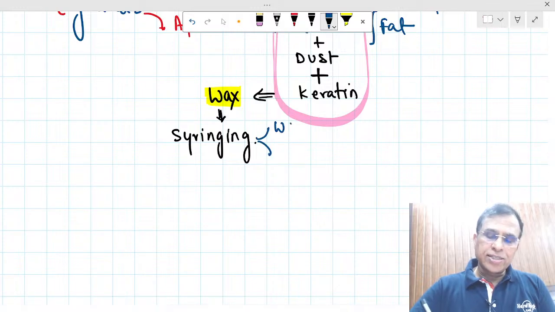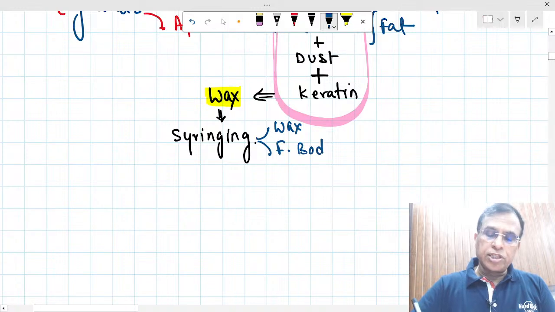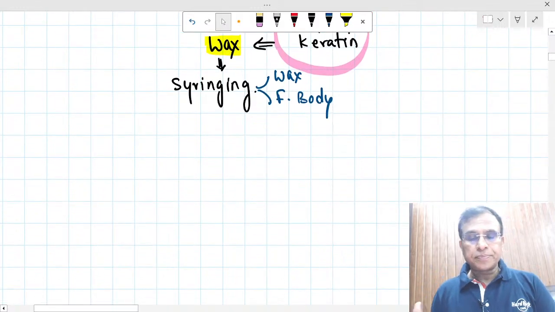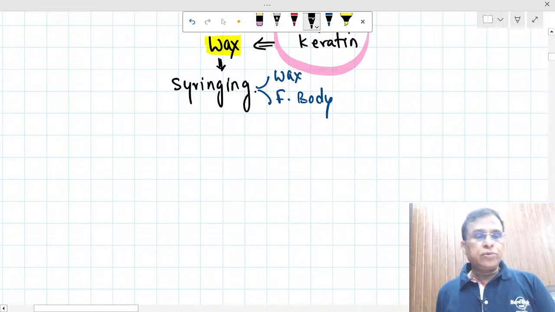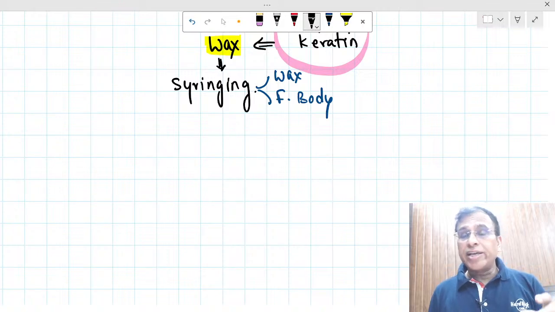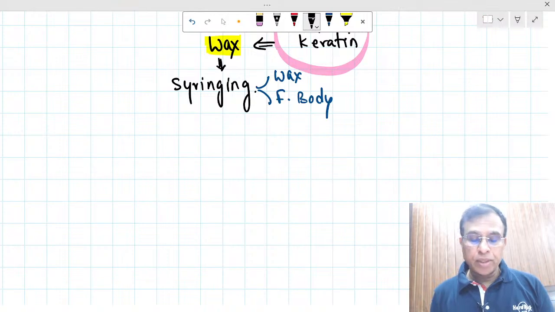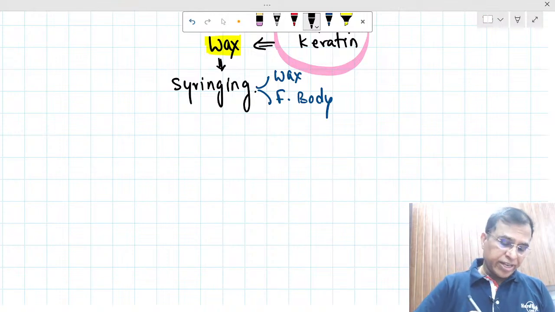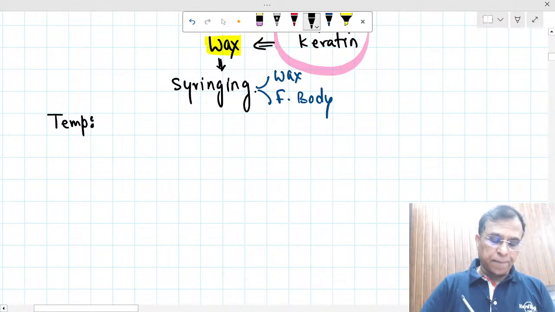Now, syringing has two indications. One, of course, is the wax. Even a foreign body in the canal, you have to do syringing to remove the foreign body. Now, like I was telling you, syringing at the look of it may look like a very simple procedure, but if you are not careful about a few things, it can be a bad experience for the patient. Number one, you should be very careful about the temperature of the water or saline that you use for syringing.